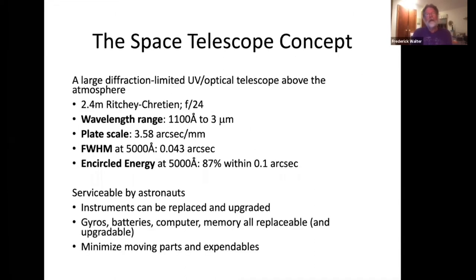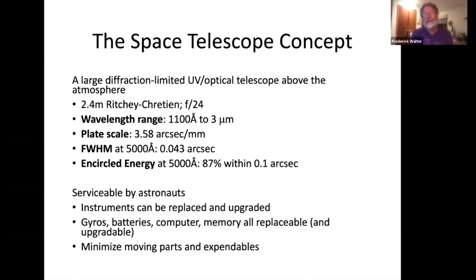The concept for the space telescope is the following. Let's put a telescope into orbit. Let's make it a 2.4 meter Ritchey-Chrétien telescope, large focal ratio F/24, so we can get very good spatial resolution. You might say, why 2.4 meters? Well, I'll get to that in a couple of slides.